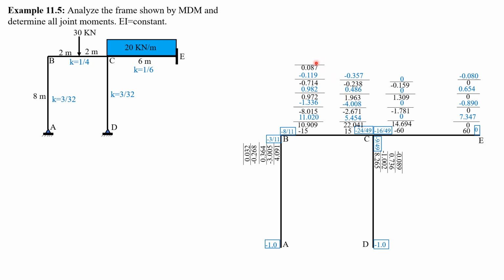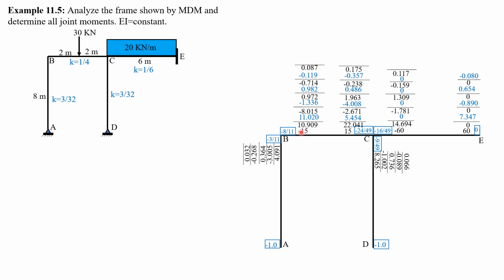Then there are still values, like here, where the unbalanced moment is greater than 0.1. So this is carry over. These are the new unbalanced moments. We should end up at distribute. So we have to distribute this finally.